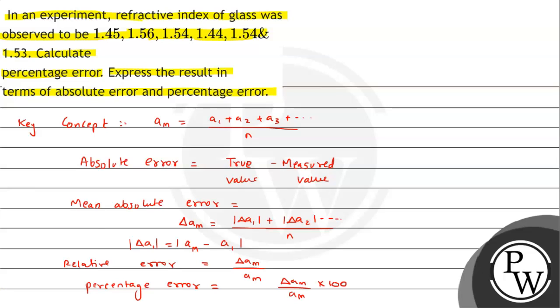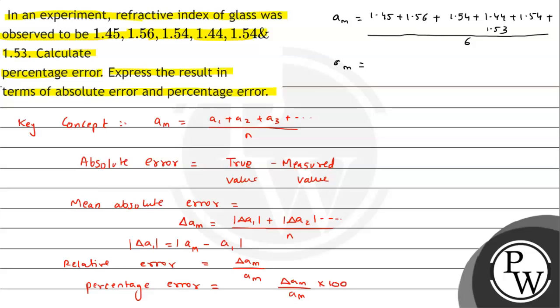So first of all we need to calculate the value of mean. So mean के लिए हम just add करना है हमें, or we can see how many readings we have. 1 2 3 4 5 6. So we need to divide it with 6. 1.45 plus 1.56 plus 1.54 plus 1.44 plus 1.54 plus 1.53, the whole divided by 6. So ये जो वैल्यू हमें मिलेगी a मीन की, that comes out to be 1.51, which is the true value actually, right?